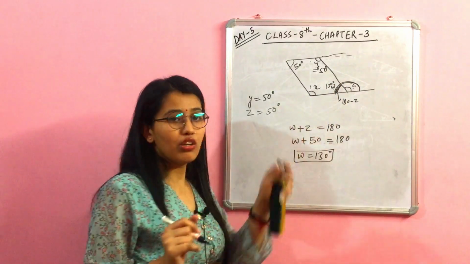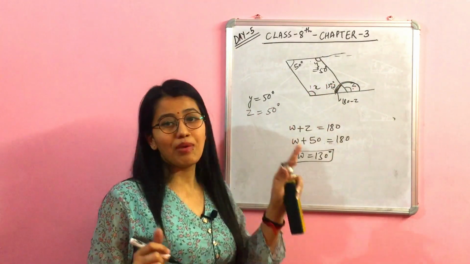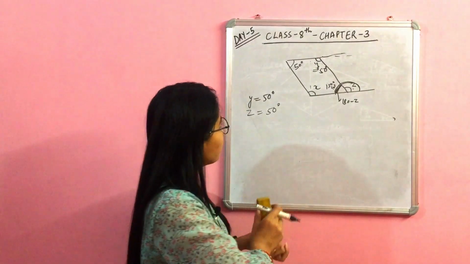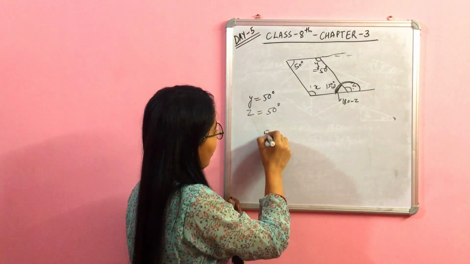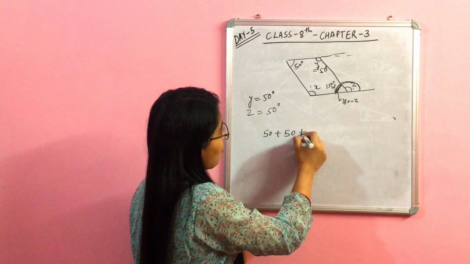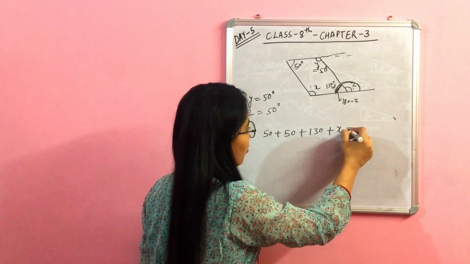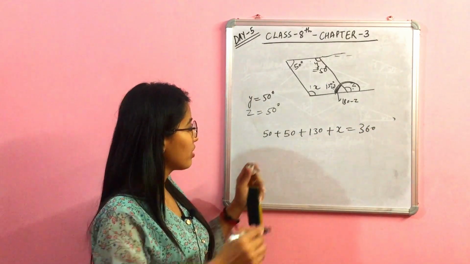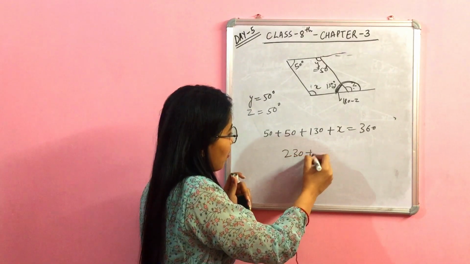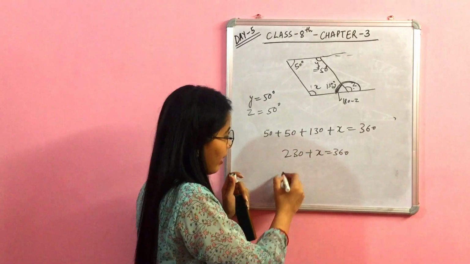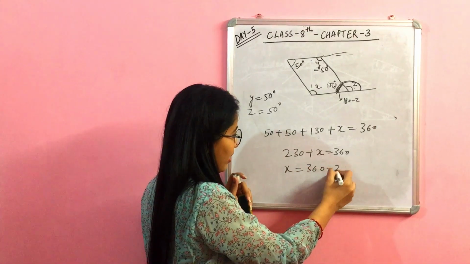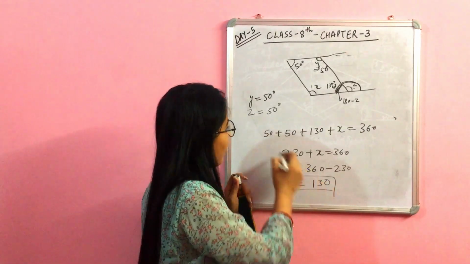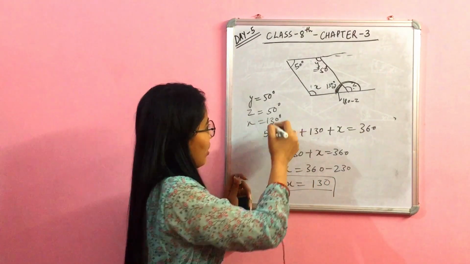We can easily find the value of x, as the sum of all the angles in a parallelogram is equal to 360 degrees. Okay, now if you add all these three angles, 50 plus 50 plus 130 plus x is equal to 360, right? So 50 plus 50 is 100, plus 130 is 230, plus x is equal to 360. So x is equal to 360 minus 230, x is equal to 130 degrees. Okay, so this x is equal to 130 degrees.